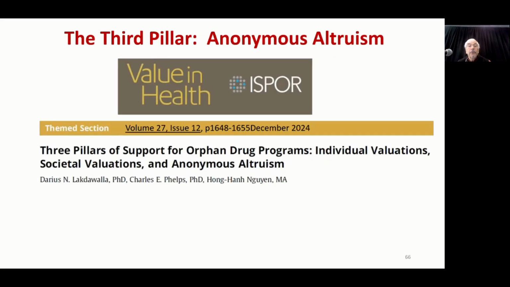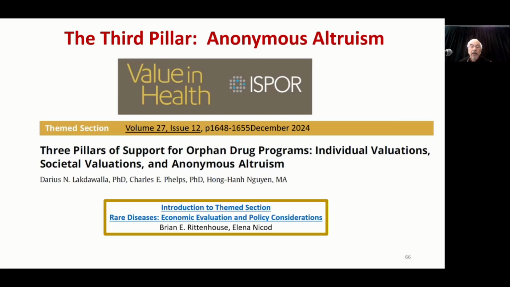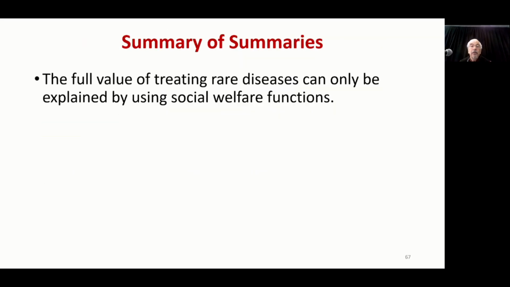So the third pillar is anonymous altruism. I will not dive into this today. If you want to find out about anonymous altruism, go read the paper that was published late last year, in December, in Value and Health, ISPOR's flagship journal. And if you don't know about ISPOR, I urge you strongly to get involved with it. It's a wonderful organization. So that's the third pillar, in the theme section that Brian Rittenhouse added in late December.